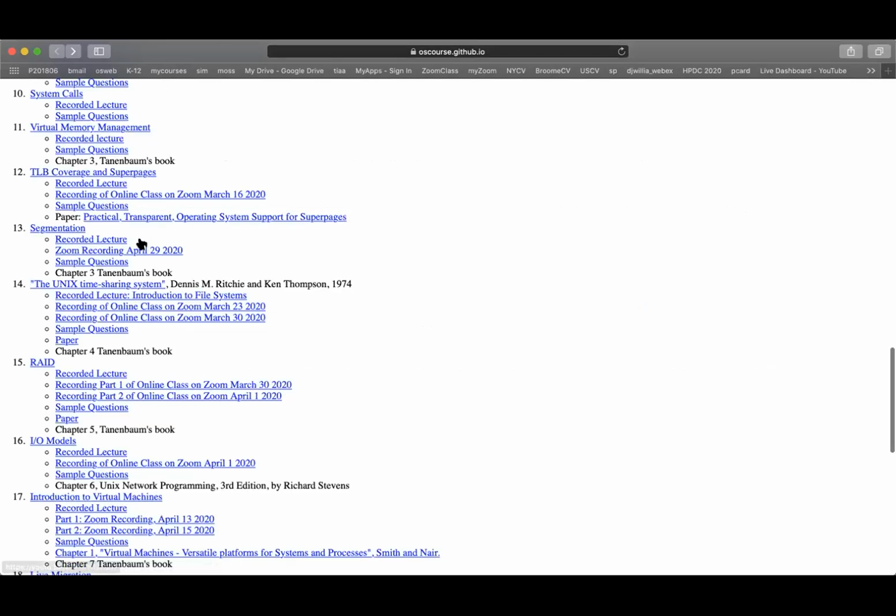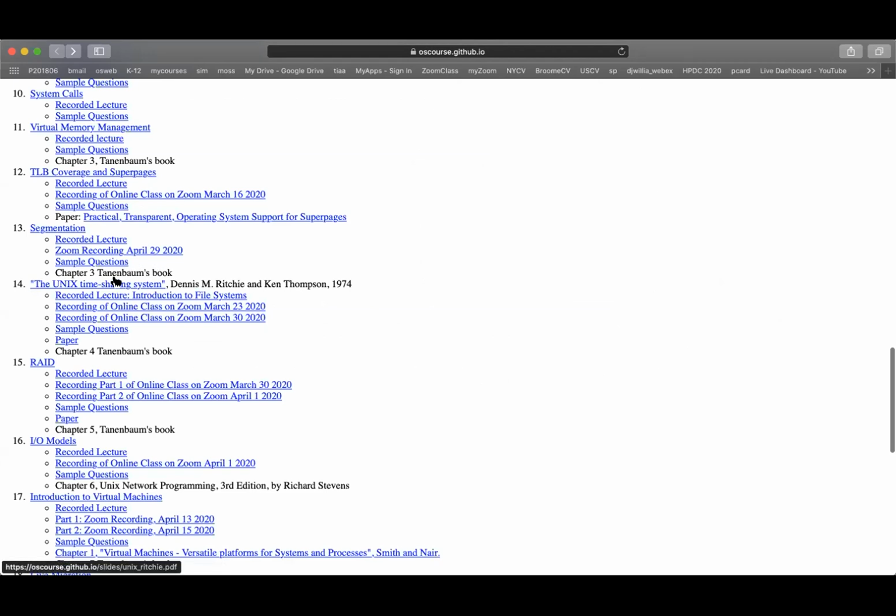Let me go back. So segmentation we just covered, so I'm not going to go over that. How is it related to the virtual memory subsystem? What's the benefit of segmentation versus paging? In what context are each of them useful? If you had segmentation, how does virtual to physical address translation change compared to what we learned with just pure paging? How does that translation mechanism change?